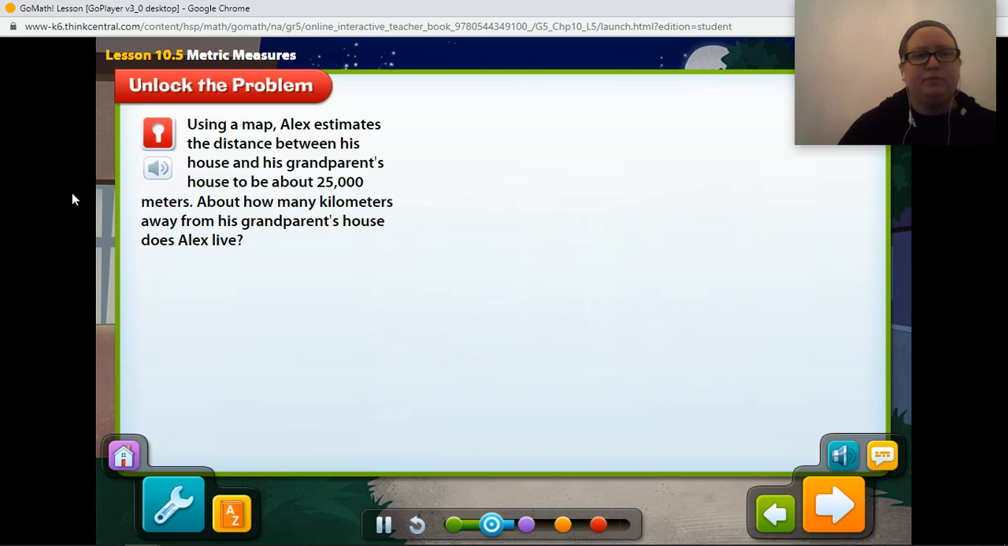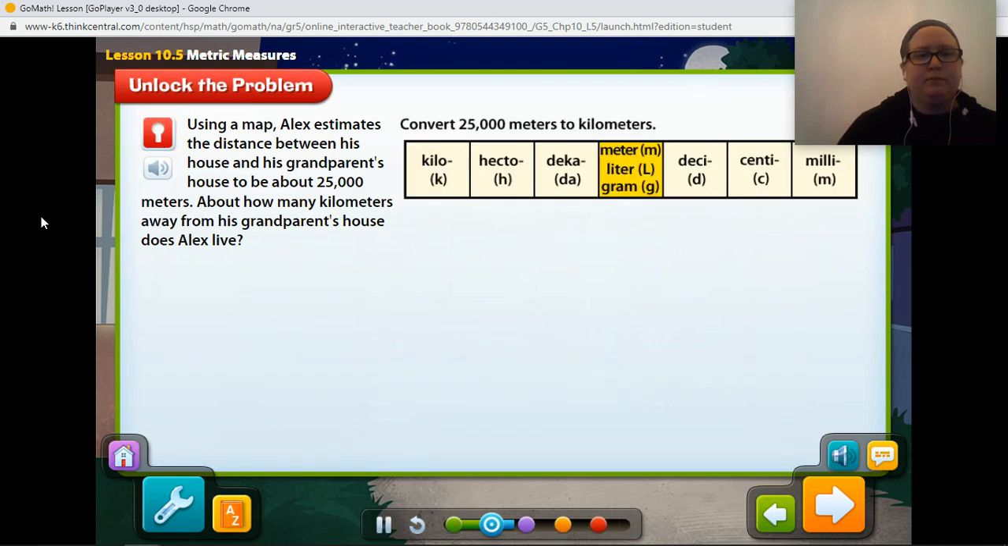Let's unlock this problem. Let's convert 25,000 meters to kilometers. You can use the diagram to help you understand the relationship between each unit. The metric system is based on place value. Each unit is related to the next largest or next smallest unit by a power of 10. Units are organized from largest to smallest, as shown in the diagram, beginning with kilo.